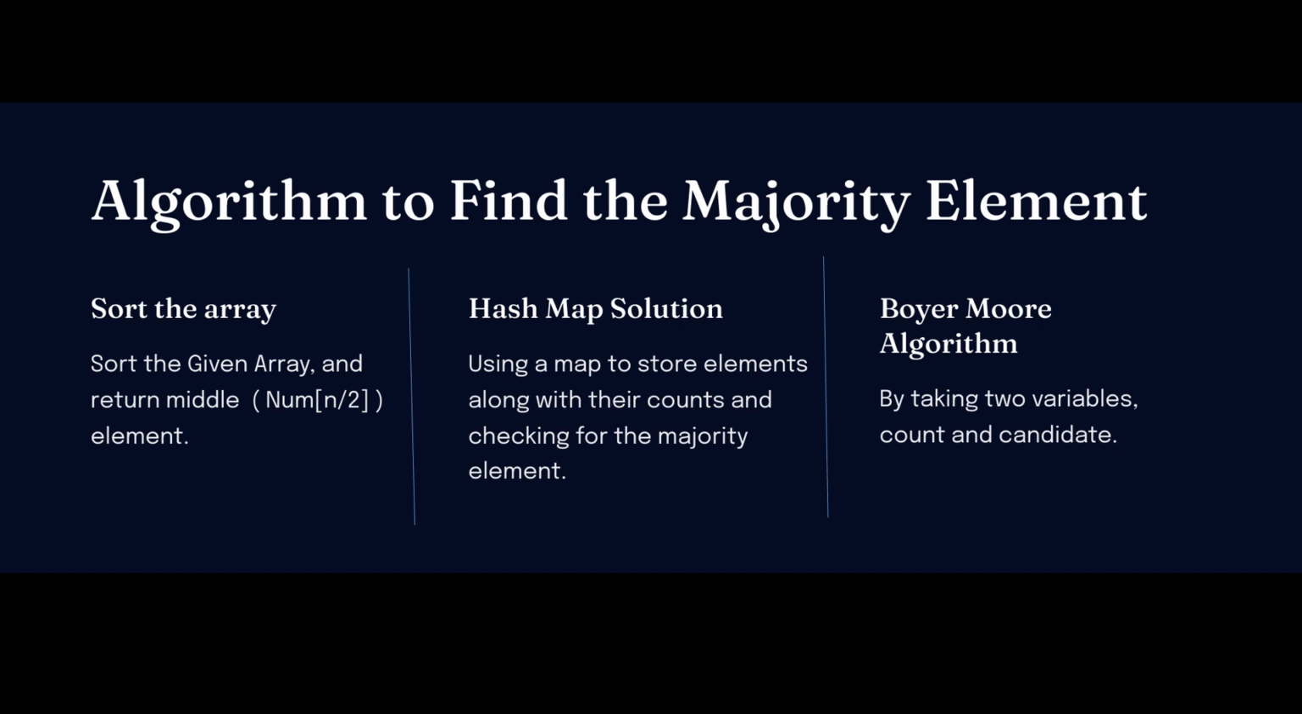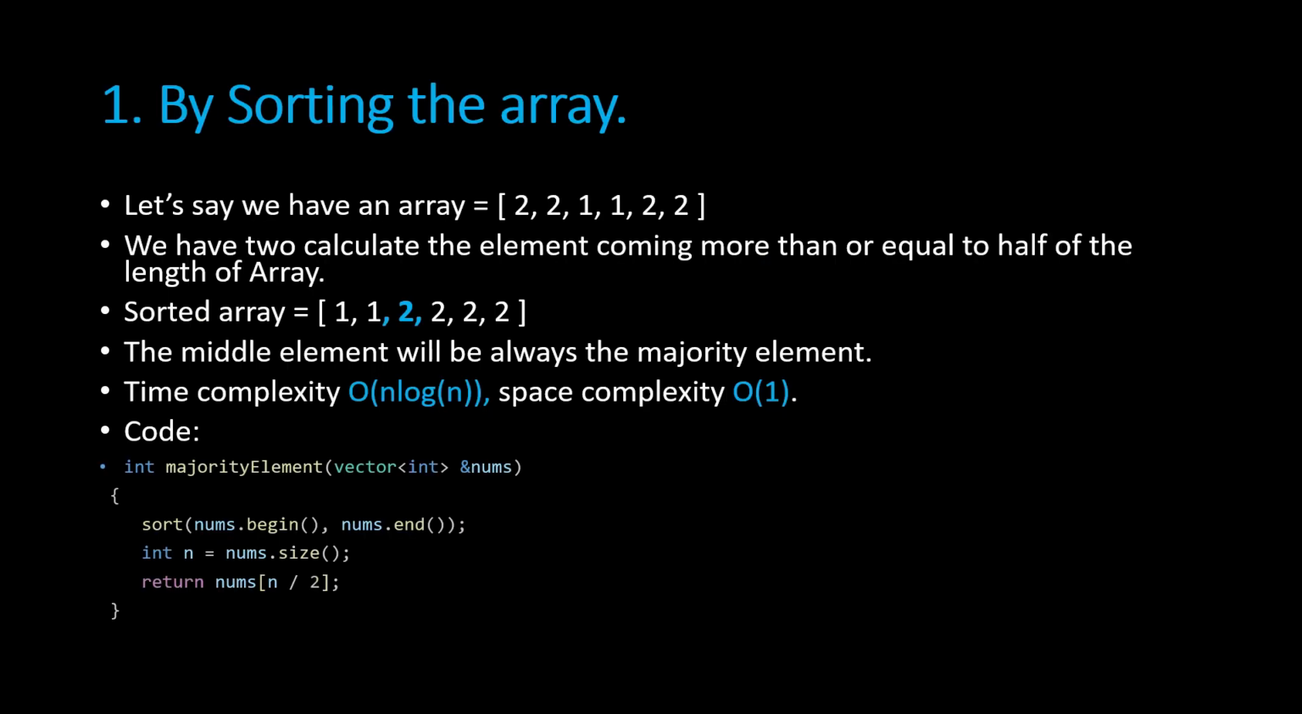So the first approach is all about sorting the array. Let's say we have an array that contains 2, 2, 1, 1, 2, 2, 2. Now we have to calculate the element which is coming more than or equal to half of the length of the array. So we first sort the array, then our sorted array contains 1, 1, 2, 2, 2, 2, 2.